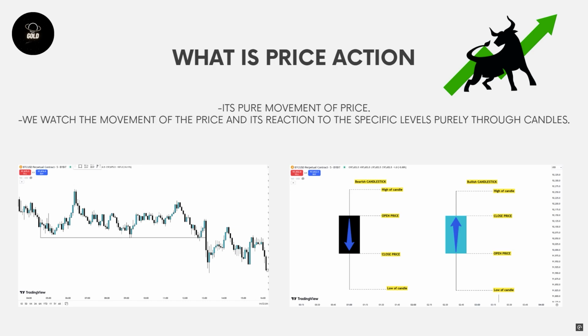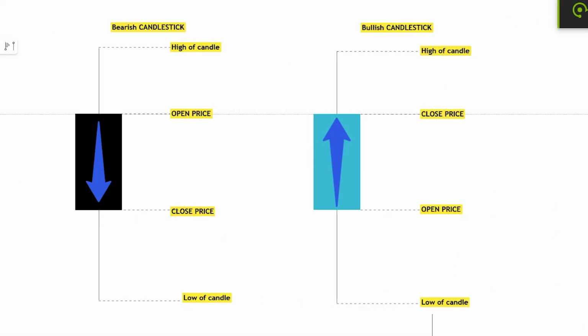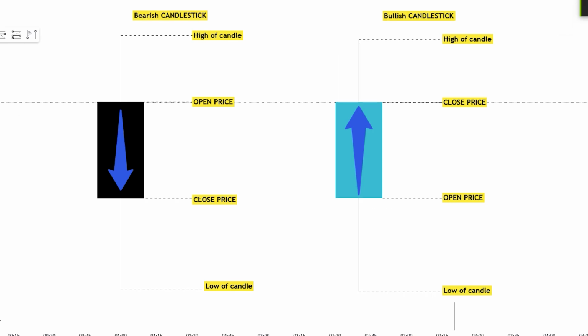To understand how order flow works, how footprint works, how volume works, you need to understand these basics of price action. So let's dive into the first thing I look at when it comes to price action, and that is candlestick formation. What is a candlestick and how do I look at candlesticks?